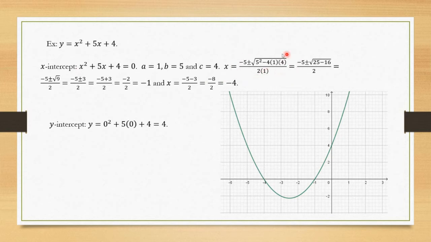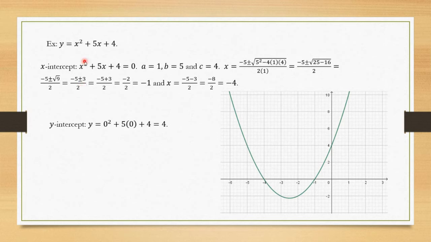Then we work with this. So it looks like we get -5, that's our negative b, plus or minus the square root of 5 squared, minus 4 times a times c, over 2a. So minus 4 times 1 times 4, over 2 times 1, which is this. The square root of 9 is 3. So we have -5 plus or minus 3 over 2, as you can see.